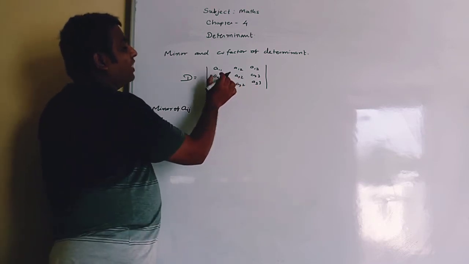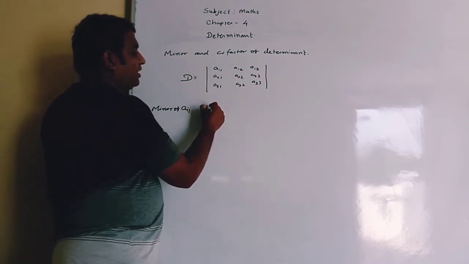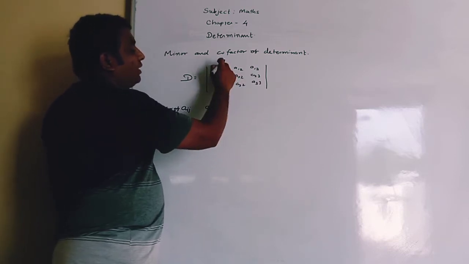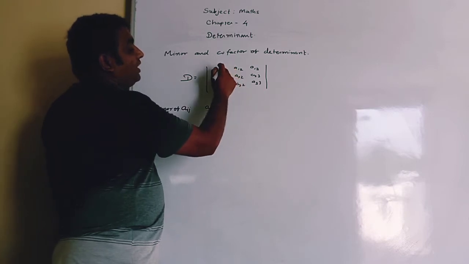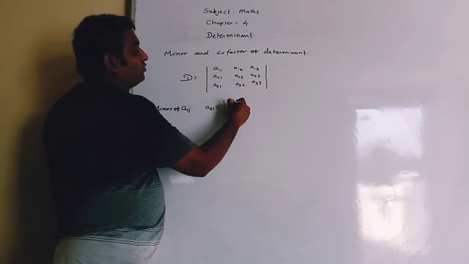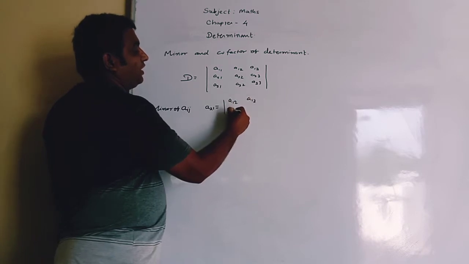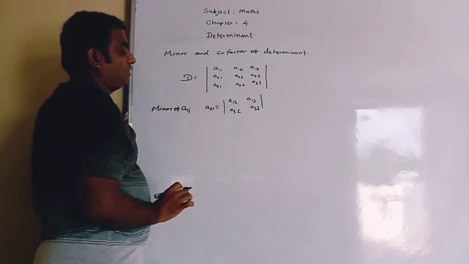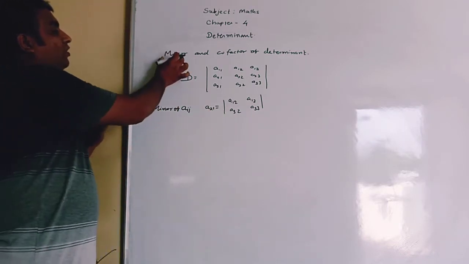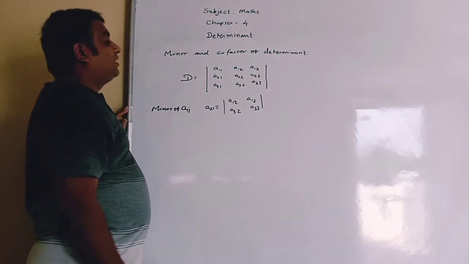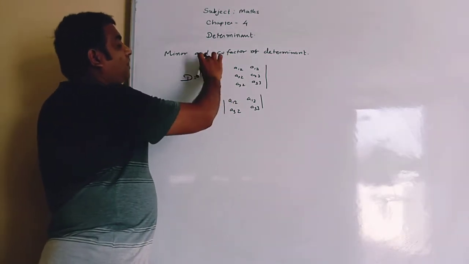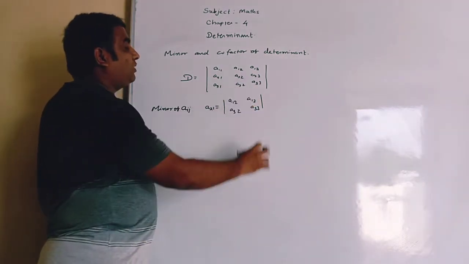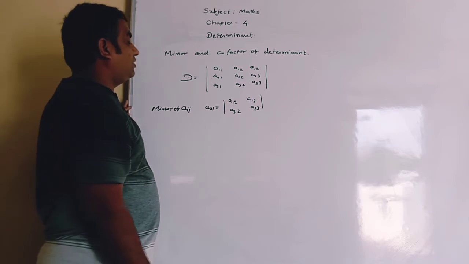Suppose we want to find the minor of the second row, first element, that is a21. Then we delete the second row and first column, and we get the determinant a12, a13, a32, a33, which is the minor of a21. So the minor of an element means we delete the row and column containing the element, and the remaining elements give us a determinant. That determinant is known as the minor of the element.